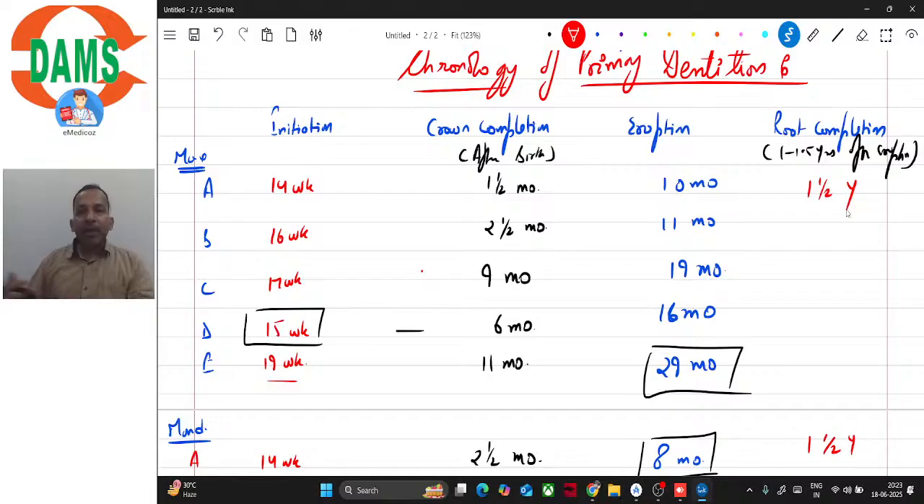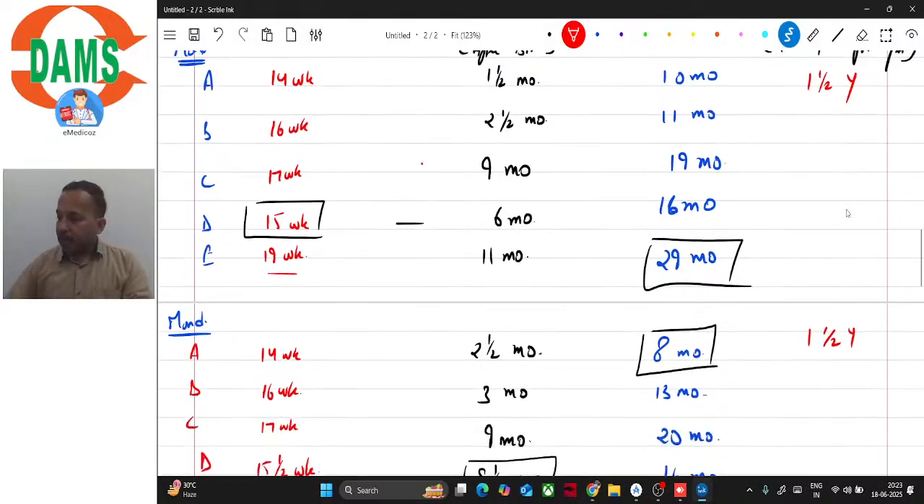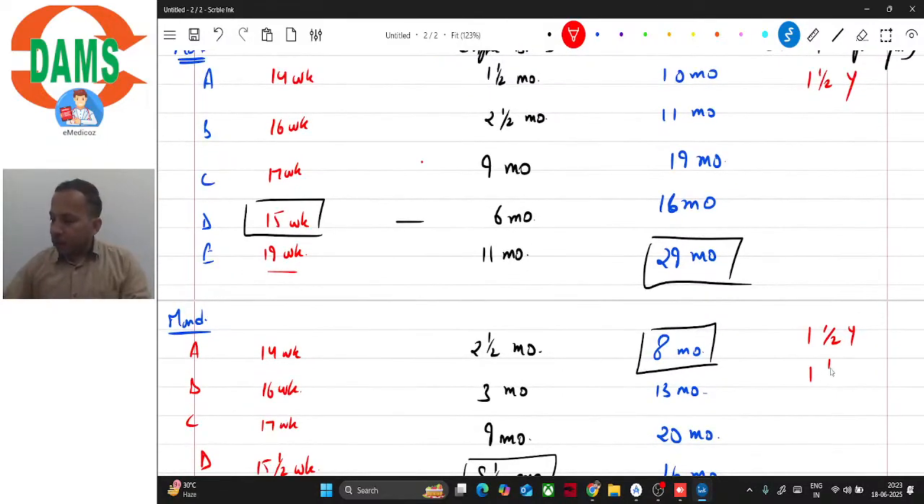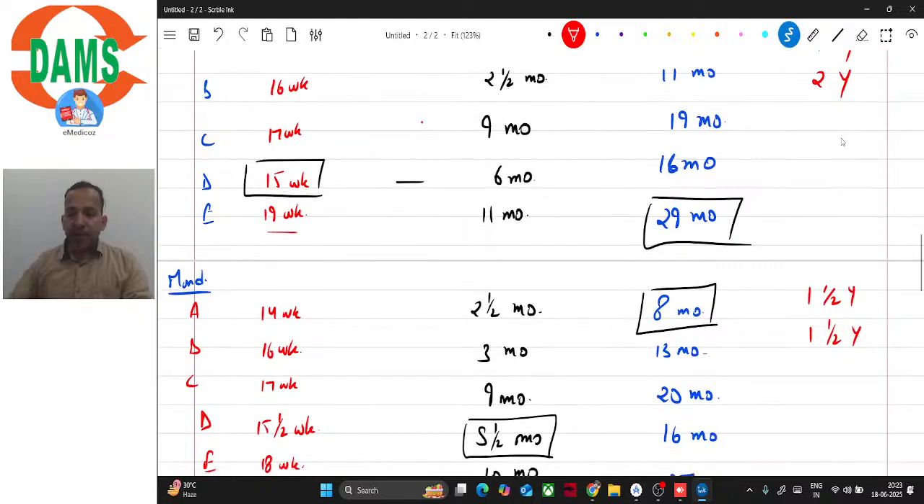1.5 years. Next, which tooth will complete? The lower lateral incisor, it will also complete somewhere around 1.5 years. Then upper lateral around 2 years, right? Next, which tooth will complete? It would be the lower and upper first molars. They will complete 6 months after the upper lateral.